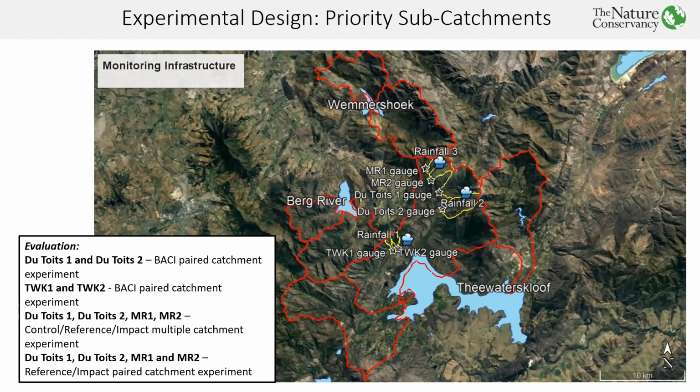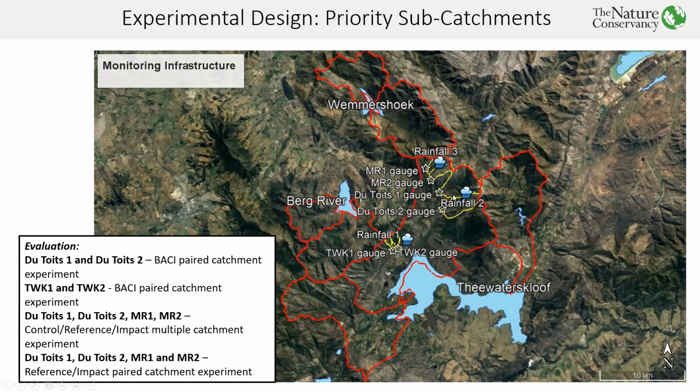So through this catchment selection exercise, we identified 6 catchments or 3 paired catchments. So in the figure, these are enumerated as TWK1 and 2, and these catchments are both invaded currently. Catchments TOIS 1 and TOIS 2 are also invaded currently. And then the catchments numbered MR1 and MR2 represent reference conditions. So the land cover in this area is the native vegetation for the region.